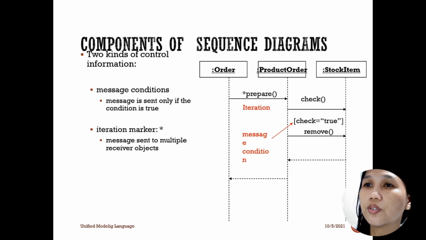Components of a sequence diagram: there are two kinds of control information. We have the message condition and the iteration marker. We have the following sequence: the order, product order, and then stock item. The message is the order will prepare the product order, and then the iteration marker. For the message condition, if the check is true, then we proceed on the stock item. On the other side, if it's negative or not true, then it's removed.